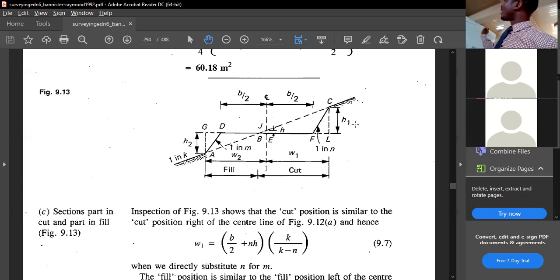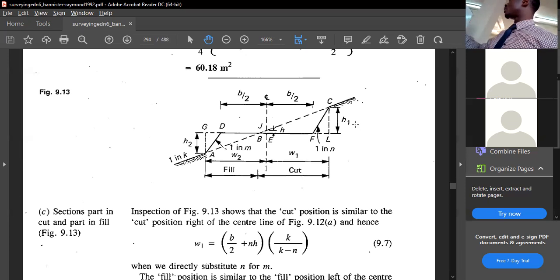But generally, we have a sloping surface in terms of the cross section. This place is actually sloping, I'd say 1 in K, like the cross fall. So I can ask you a question in the exam: why would you have a scenario where you're cutting and filling at the same time, and sometimes a situation where you have the cross fall?